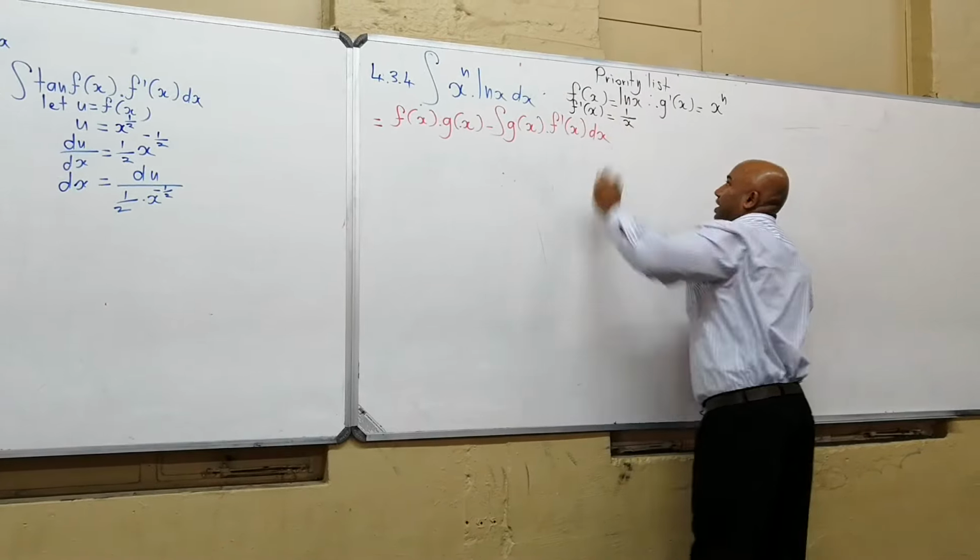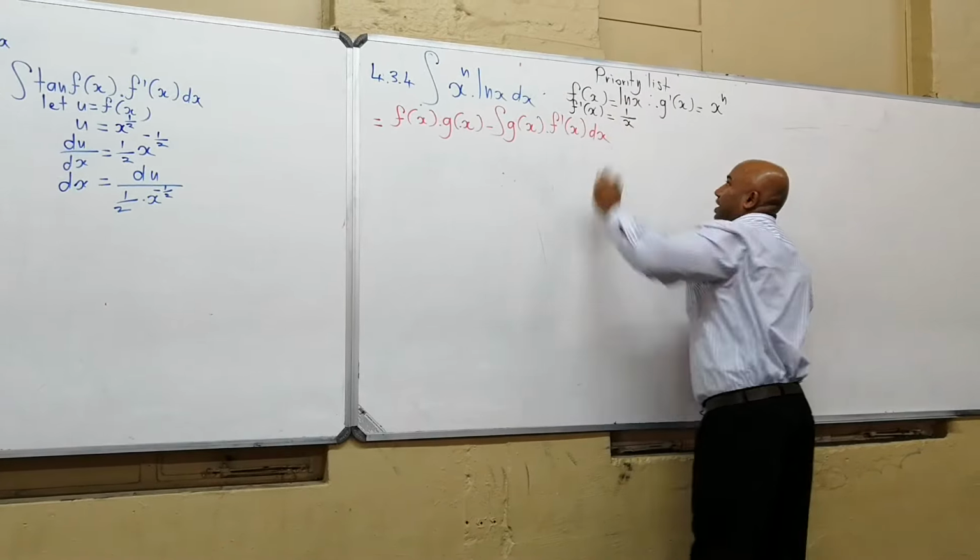Now we substitute. My f of x is ln x, g of x is x to the power n plus 1 over n plus 1, minus the integral of the same g of x, which is x to the power n plus 1 over n plus 1, times f prime x. The f prime x is 1 over x dx. Now, we need to simplify this part. Remember, n plus 1, those are just numbers, constants.